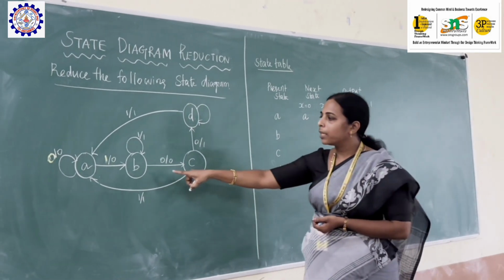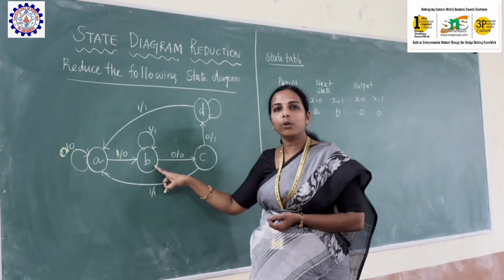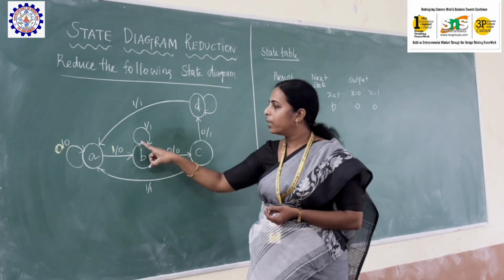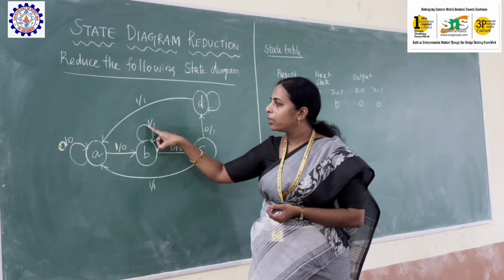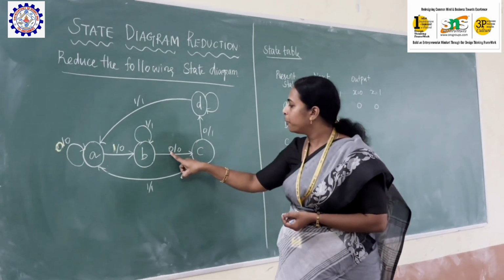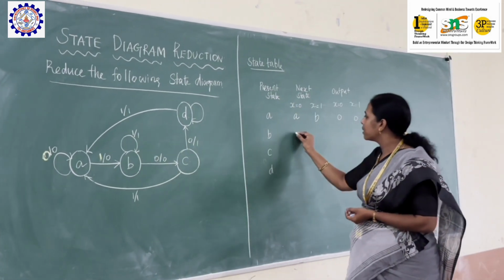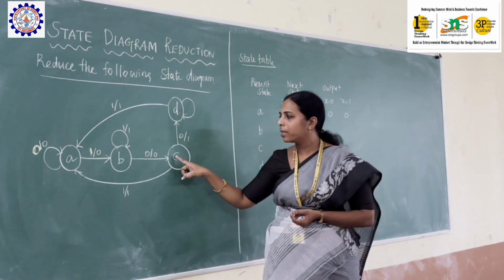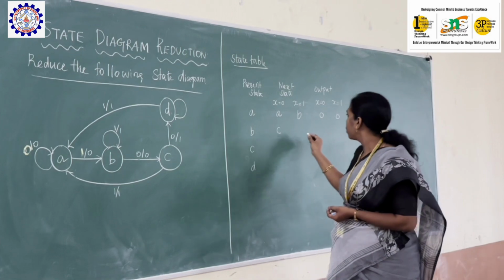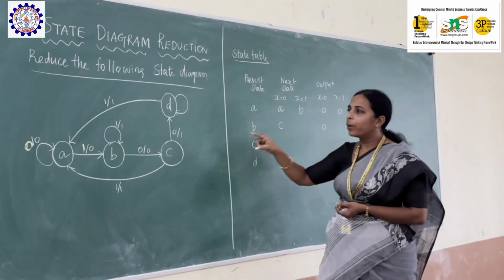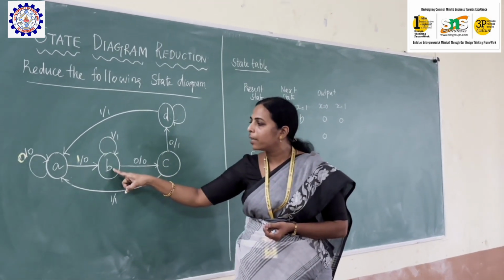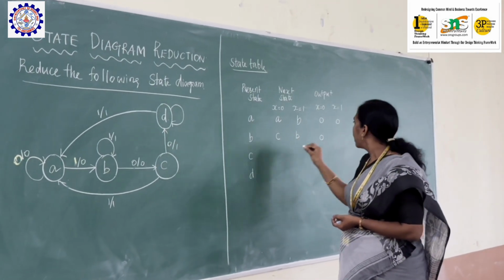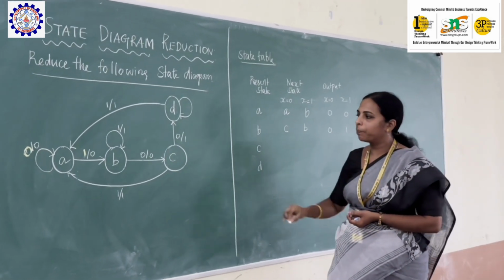Now let us consider the present state B. B also will be having 2 next states, one when the input is 0 and another when the input is 1. When the input is 0, it is going to the next state C, and parallelly, the output is also 0 for this case. When the input is 1, it is retaining back in the same state B. So I am mentioning B here, and the relevant output is 1.